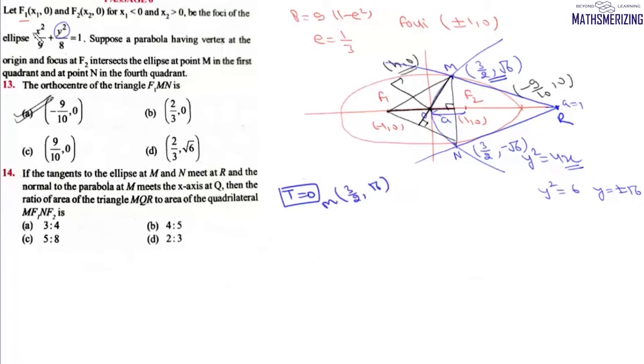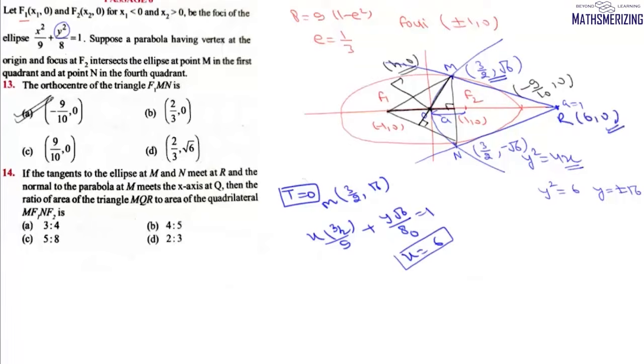So the equation is given by x x1 by 3 by 2 upon 9 plus y y1 under root 6 upon 8, and it is equal to 1. Now from symmetry we know that these two tangents will intersect at the x-axis. So that means simply the y coordinate will be 0, so its x coordinate should be 6. So this point R is at 6, 0.